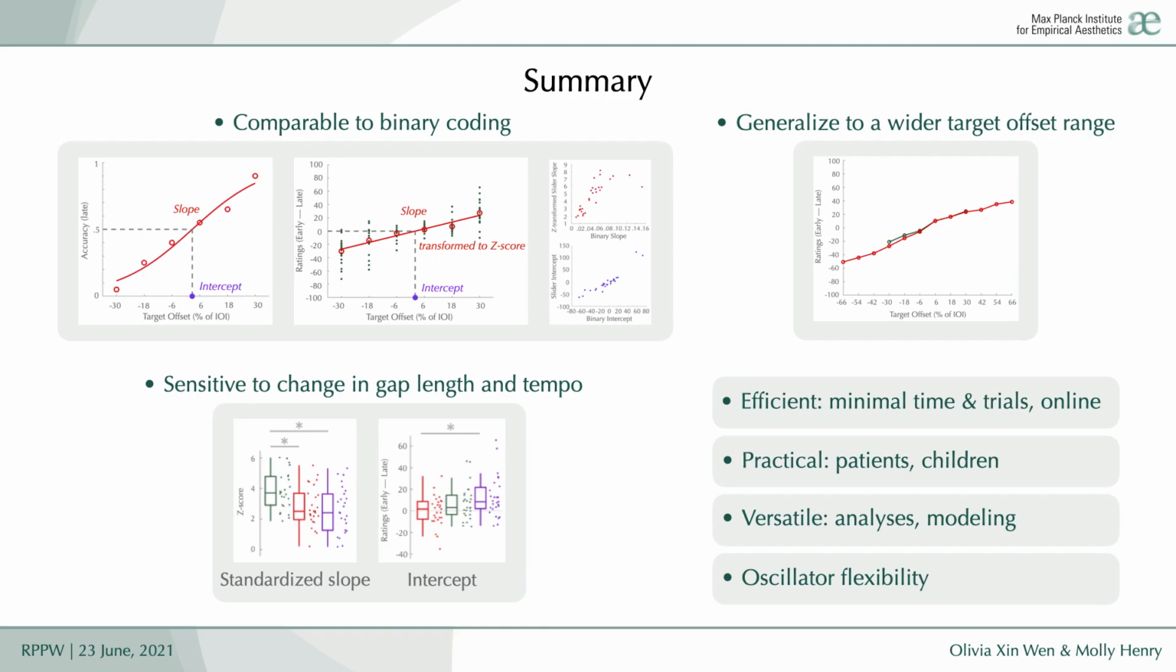In addition, the slider paradigm is efficient in that it saves time and trials. Each one of our experiments lasted an hour on average, with 10 trials per stimulus. It works well as an online paradigm. The efficiency also makes the paradigm practical for populations such as epileptic patients and children. In addition, the continuous data allows for application of various statistical analyses and models.